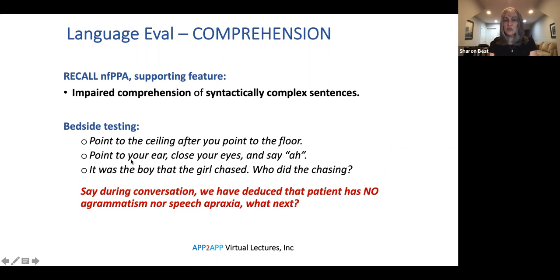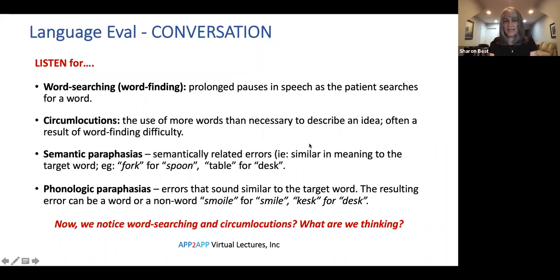So now let's say that during your conversation, we've deduced that the patient has no agrammatism or no apraxia of speech. What are we thinking next? Well, we're going to continue to listen and look for some of the other clues. So we're going to look for word searching, which is kind of like prolonged pauses in speech. We also may notice circumlocutions, where the patient is using many more words than necessary to express themselves. This is often a manifestation of an underlying word searching. They're compensating for the problem.